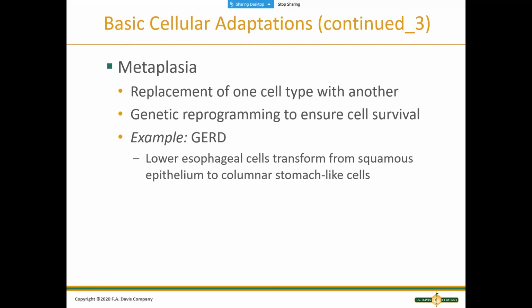Metaplasia is a replacement of one cell type with another. An example would be GERD, which is heartburn. GERD is just gastroesophageal reflux disease. If you ever have heartburn, chest pain after eating spicy food, the cells in your esophagus can transform and change into a different cell type, which is sometimes a bad thing because it can lead to cancer.